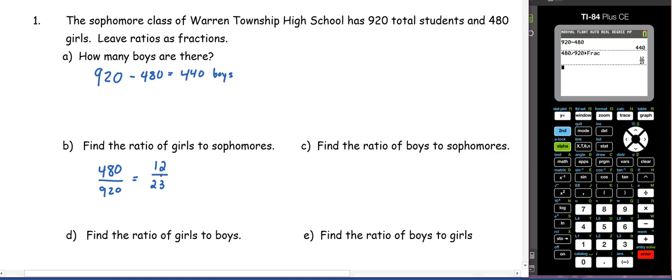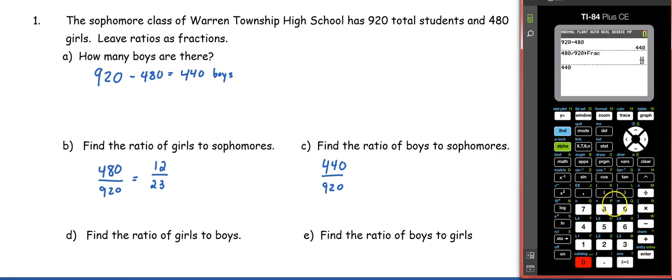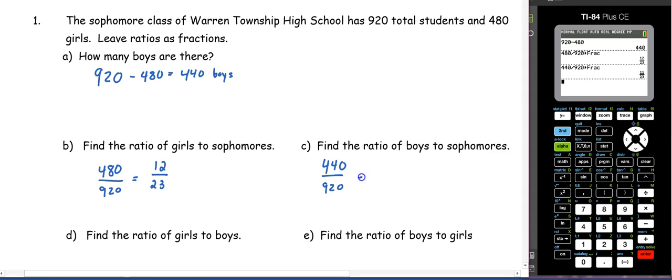B, find the ratio of boys to sophomores. So boys, we have 440 out of a possible 920 people in the class. So we're going to do 440 divided by 920, math, enter, enter. And our ratio here is going to be 11 over 23, which should make sense because if we add those two ratios together, they should equal 23 over 23, which would be reduced to 1 because all the boys and girls added together should equal the total class and total people in the class.